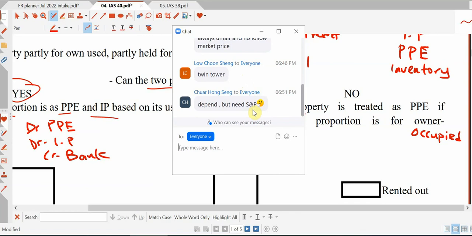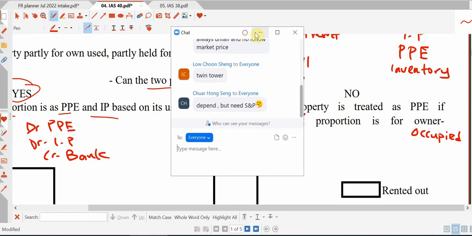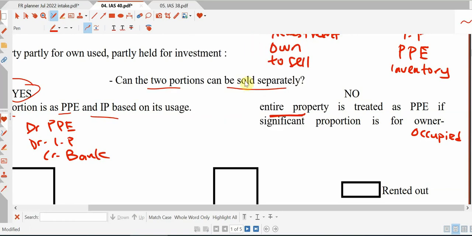But I never recall that in Kuala Lumpur, for one shop or one house, you can sell half or a portion. I never recall that. Probably no, Chua, okay? But like you say, depends, maybe other places have, but my knowledge says I never see before. Now, coming back here, so the mama shop example, one small area rented out to sell headphone, cannot be sold separately, so the entire mama shop will be treated as PPE if significant portion.